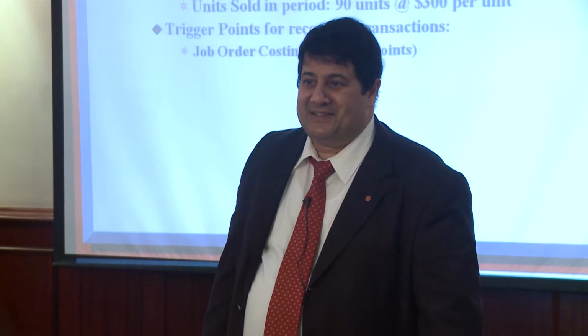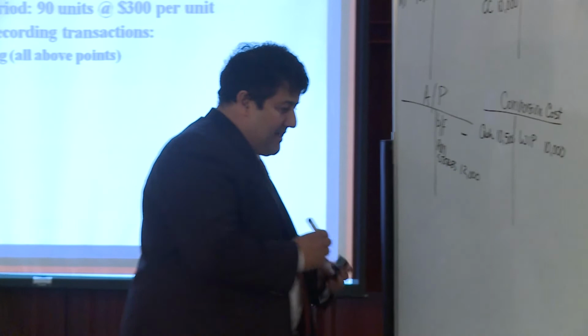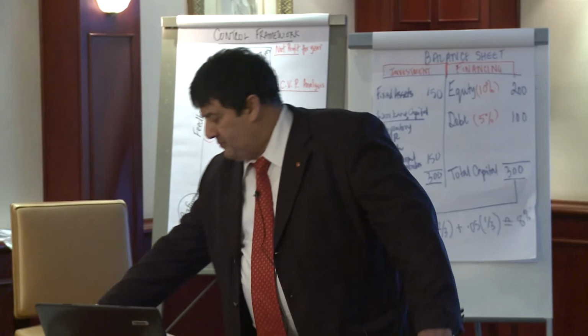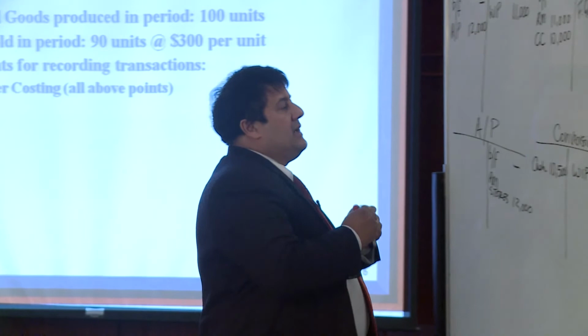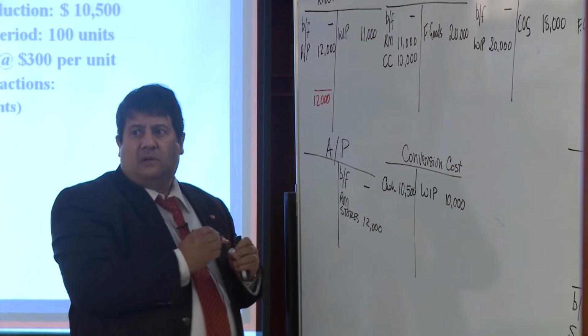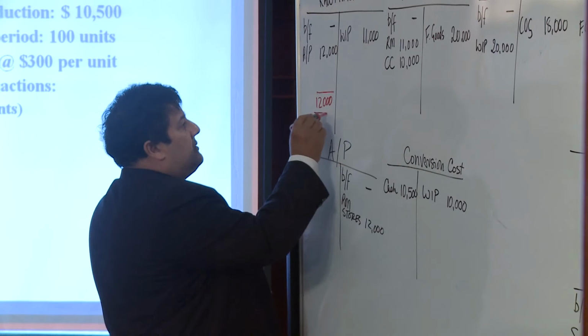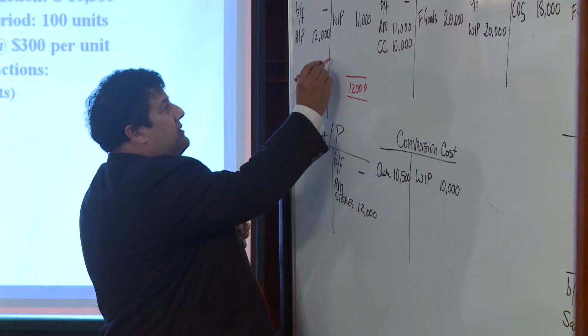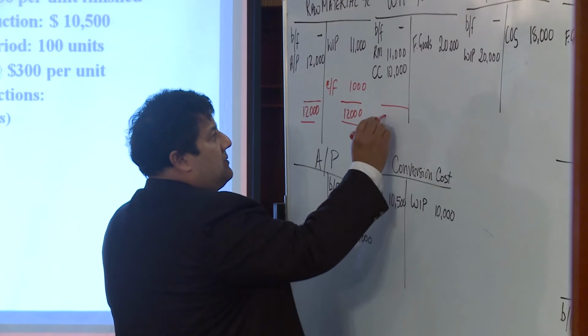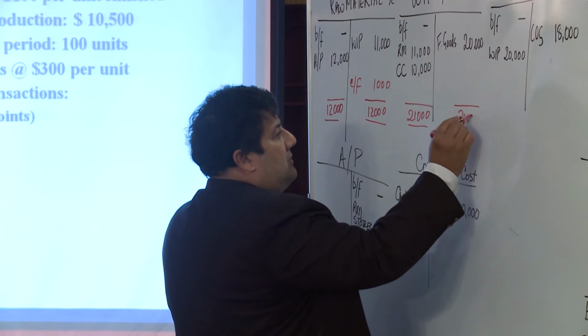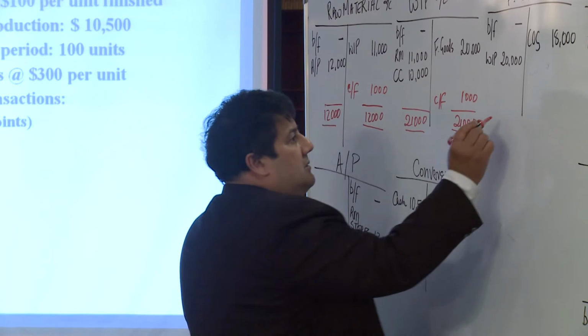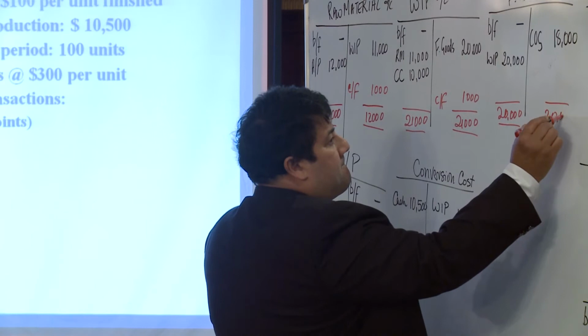Okay. Anyway, let's continue. So let us look at what the final balances are. At the end of the period, don't know if you can see that. Is it okay? Yeah. Okay. 12,000. So closing balance, carry forward, 1,000. 21,000 here. Carry forward 1,000. Finished goods carry forward 2,000.